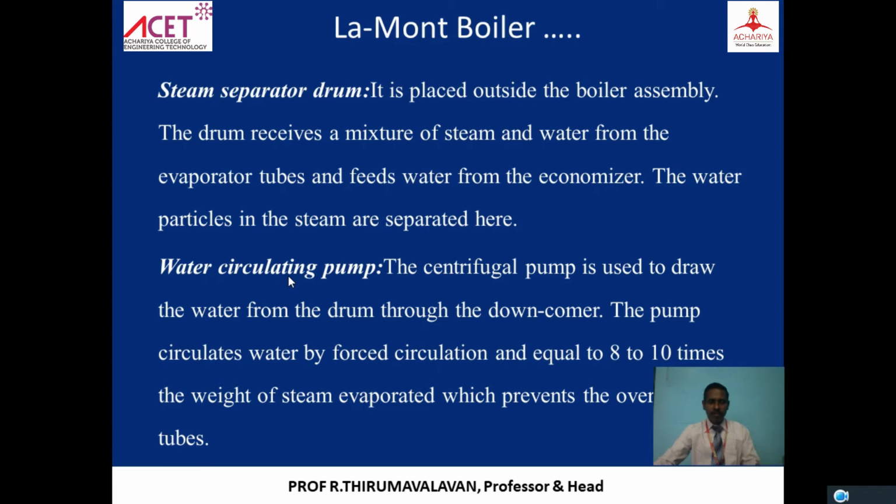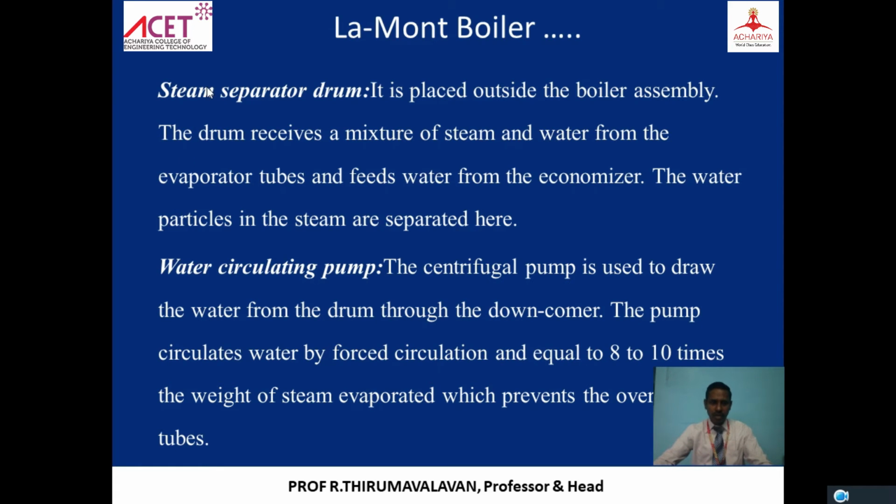Then the water circulating pump. The water circulating pump is a device which circulates the water at high pressure, which may be more than 70 to 80 atmospheric bars. The pump provides forced circulation equal to 8 to 10 times the weight of the steam evaporated. That prevents the problem in the tubes. If the water flows through the tubes, salt sedimentation is there. The formation of sedimentation is avoided by using forced circulation.